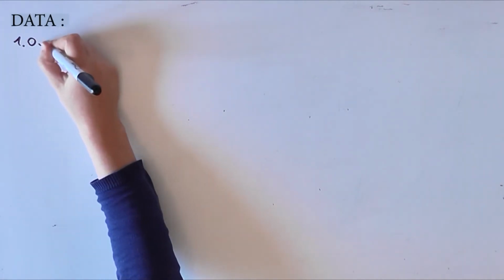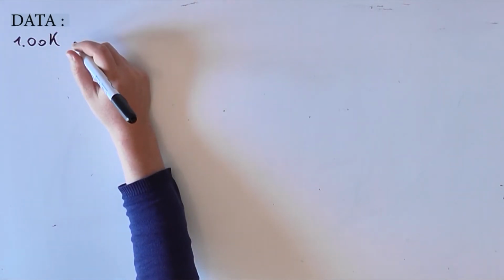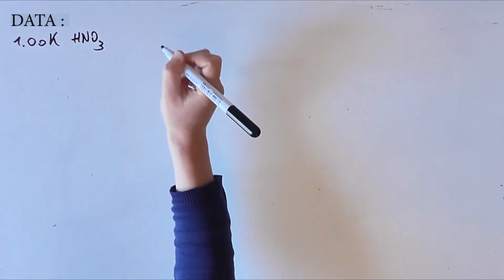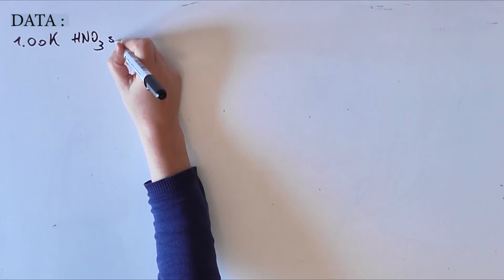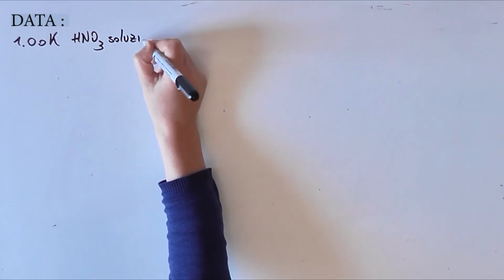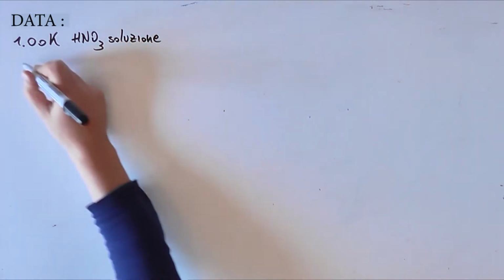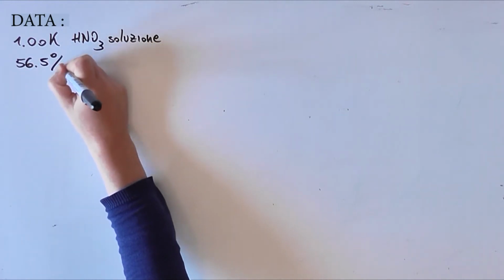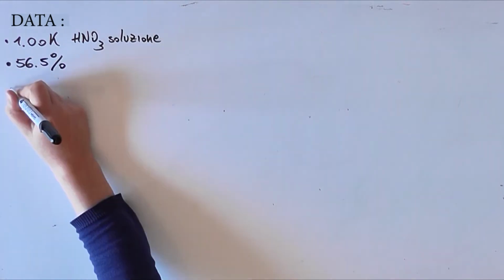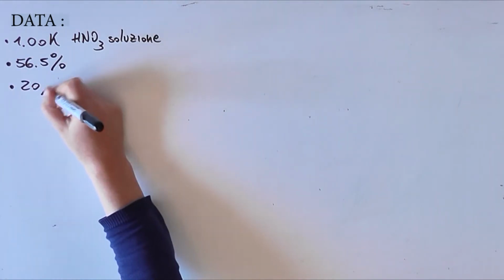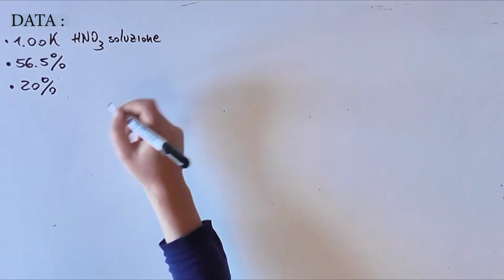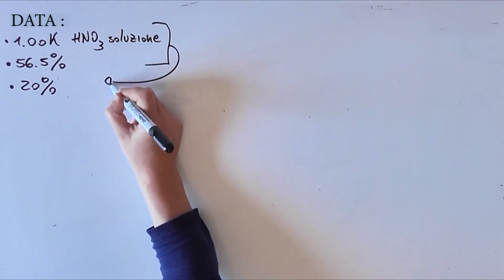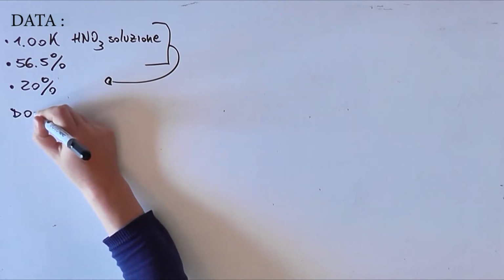So what we have this time? We have 1 kilo of solution of nitric acid, which is 56.5% by mass. Then we want to prepare another solution which is 20% by mass. So we have to go from a more concentrated solution to a less concentrated one.